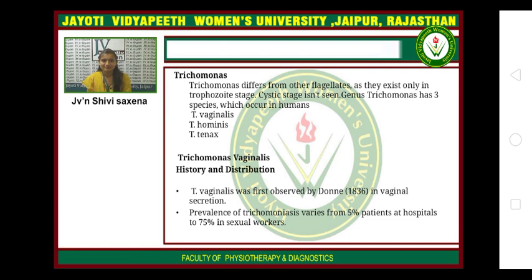The three species are Trichomonas tenax, Pentatrichomonas hominis, and Trichomonas vaginalis. History and distribution. Trichomonas vaginalis was first observed by Donné in 1836 in vaginal secretion. Prevalence of trichomoniasis varies from 5% in hospital patients to 75% in sex workers. And morphology.